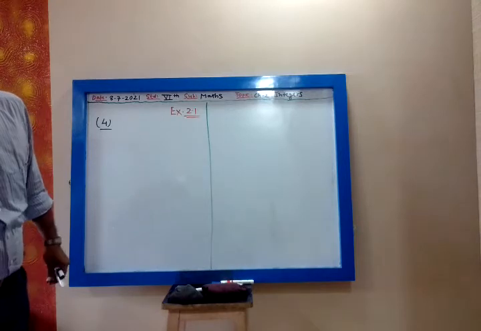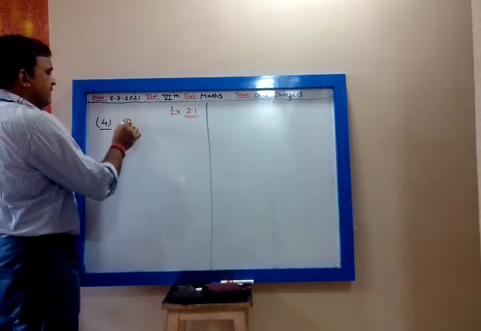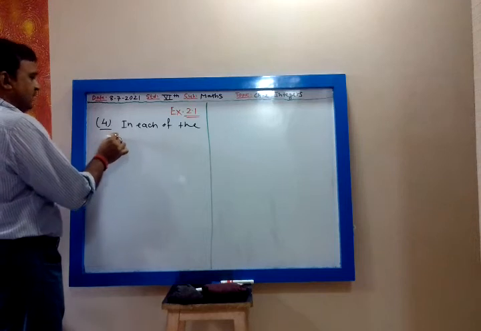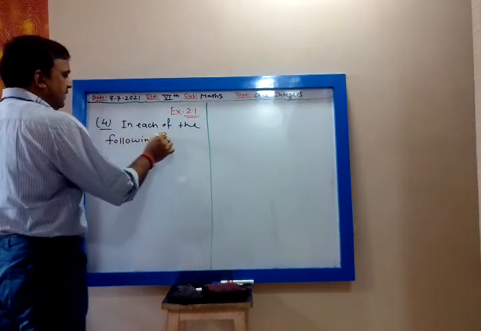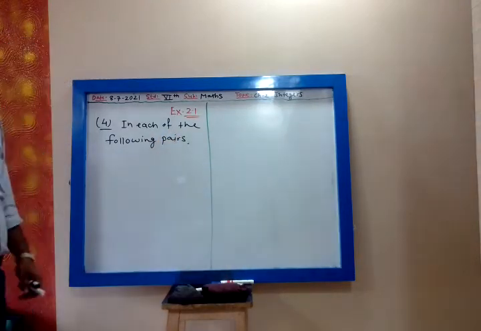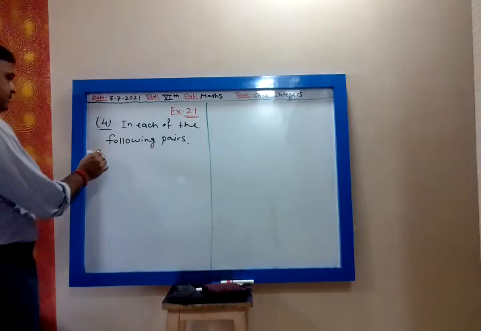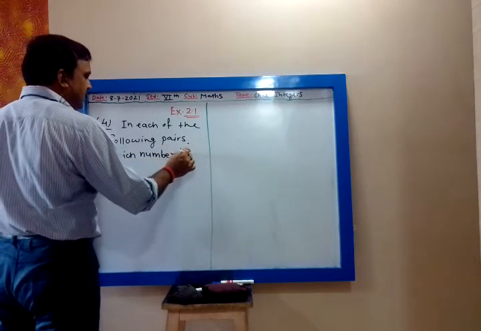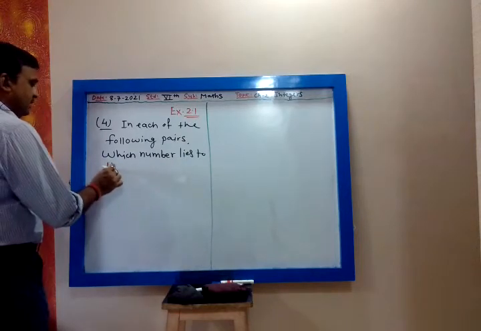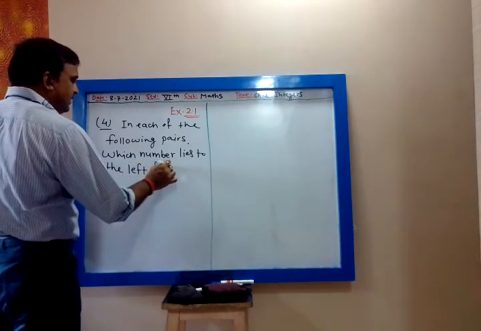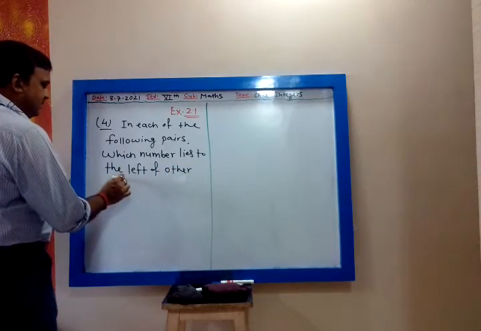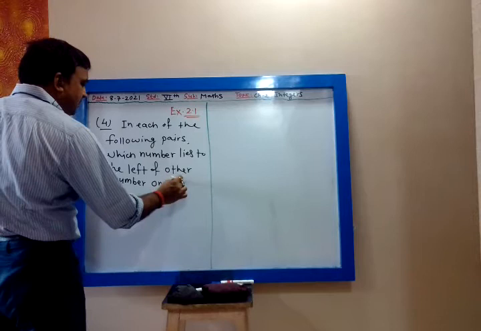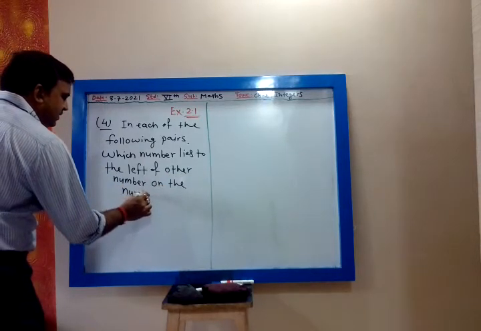In each of the following pairs, which number lies to the left of the other number on the number line? Which number lies to the left of the other number on the number line?